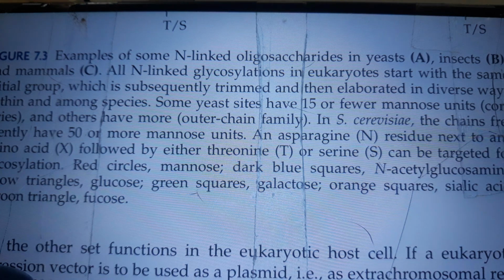and others among species. Some yeast sites have 15 or fewer mannose units in the core series, and others have more in the outer chain family. In S. cerevisiae, the chains are frequently 50 or more mannose units. An asparagine (N) residue next to any amino acid X followed by either threonine (T) or serine (S) can be targeted for glycosylation. Red circles, mannose; dark blue squares, N-acetylglucosamine; yellow triangles, glucose; green squares, galactose; orange squares, sialic acid; maroon triangle, and fucose.